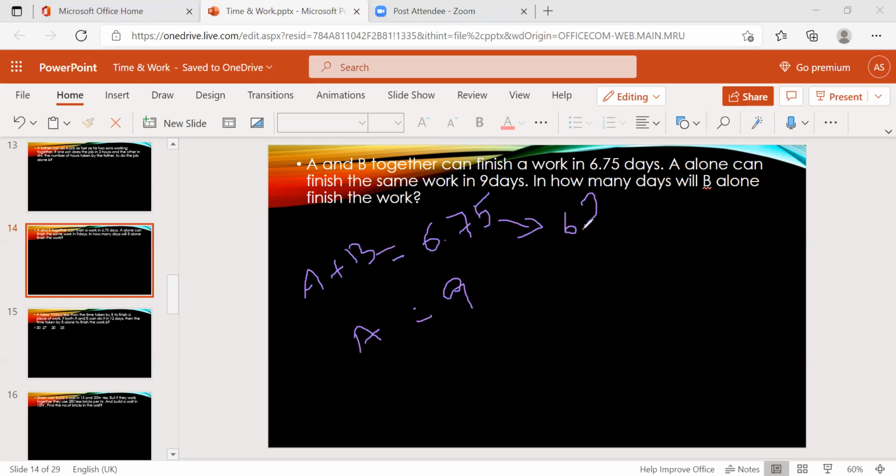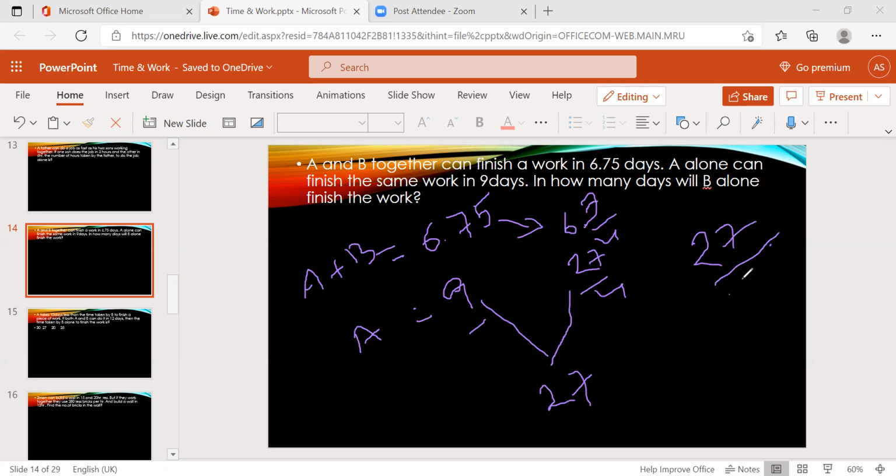0.75 is nothing but 3 by 4, right? 3 by 4. So 4, 6 and 27. 27 by 4, right? 27 by 4. And A is 9. So take the LCM of these two. What's the LCM? 27. Okay. So A plus B, 1 day work, efficiency, just calculate. 27 by 4, right?